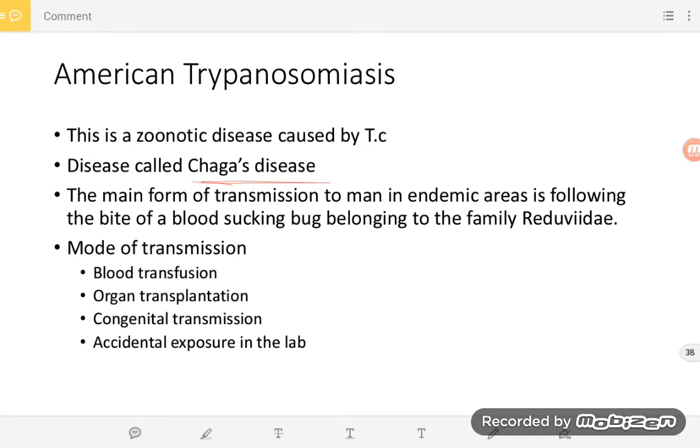The main form of transmission to man in the endemic area is following the bite of a blood sucking bug. So here the vector is the bug. Family Reduviidae, right? Reduviid bug or kissing bug or triatomine bug. These are the different names for the bugs. This bug is the main vector.